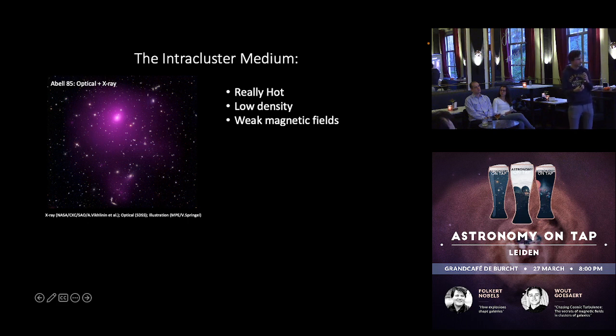You don't have atoms. They're really low density. And with low density, I mean one particle for every liter of ICM. That's something we just can't fathom here on Earth. It's something completely different than we're used to. And in between these galaxies, there's not only this really hot diluted gas, there's also magnetic fields present that run through this ICM.